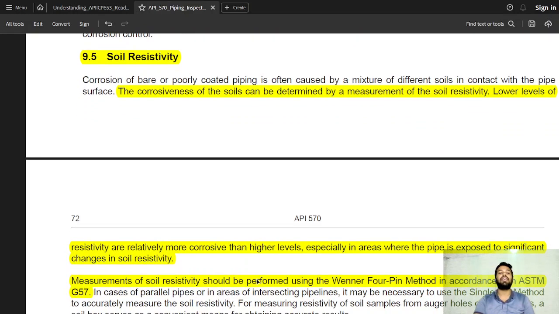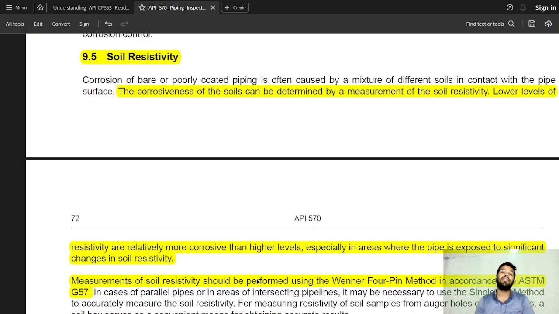So soil resistivity is basically how resistive the soil is to current flow. If the soil is very resistive, then it is not going to let current pass easily. Hence, the galvanic cell corrosion will be limited. So if the soil resistivity is very high, then the inspection interval can be very low because the corrosion is not going to be that extreme.